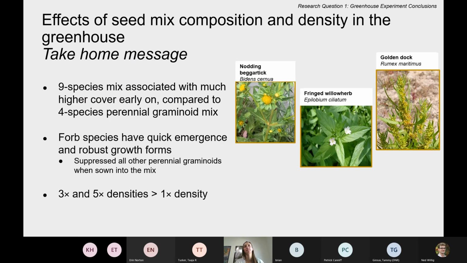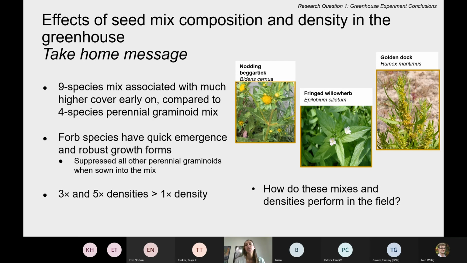So what did we learn from this experiment? We saw there was mixed differences. We saw that, yes, some of these forb species that we suspected to have robust growth forms and to quickly emerge, they did that, and they suppress some of the perennial graminoids in the process. And then we also found density effects where the 3x and 5x densities were higher than the 1x, but the 3x and 5x weren't significantly different from each other.